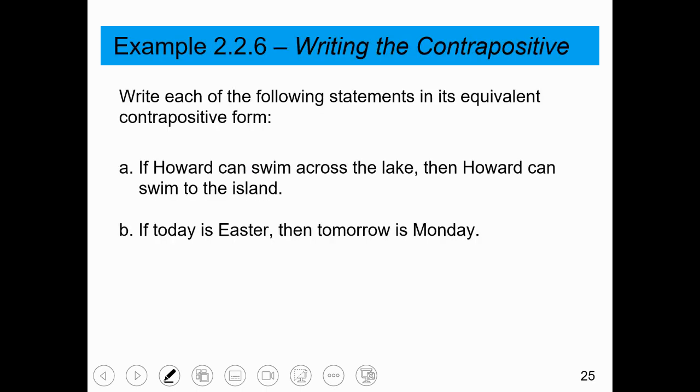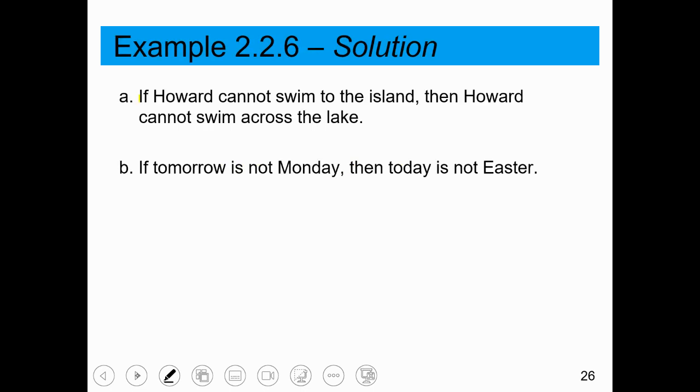So let's practice writing a contrapositive from an if-then statement. So if Howard can swim across the lake, then Howard can swim to the island. So Howard can swim across the lake is the hypothesis. Howard can swim to the island is the conclusion. We're going to switch those and negate them. Howard cannot swim to the island. If Howard cannot swim to the island, then Howard cannot swim across the lake. Okay, and you see that here.